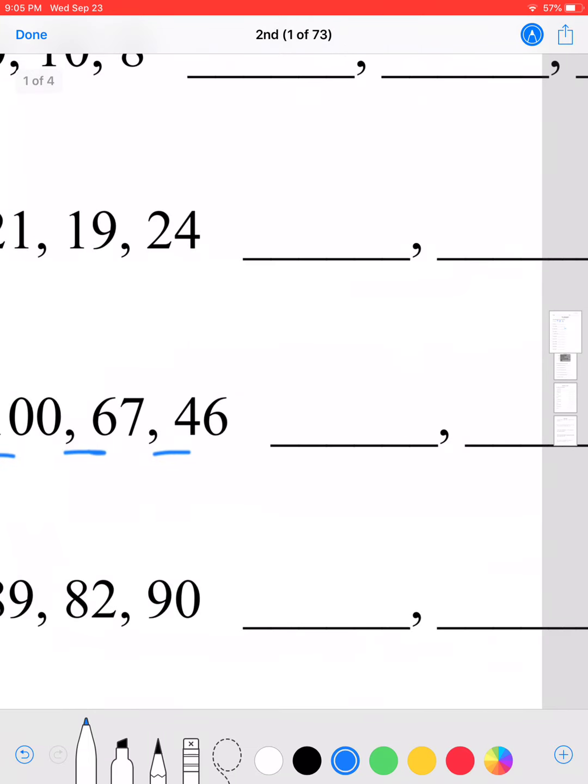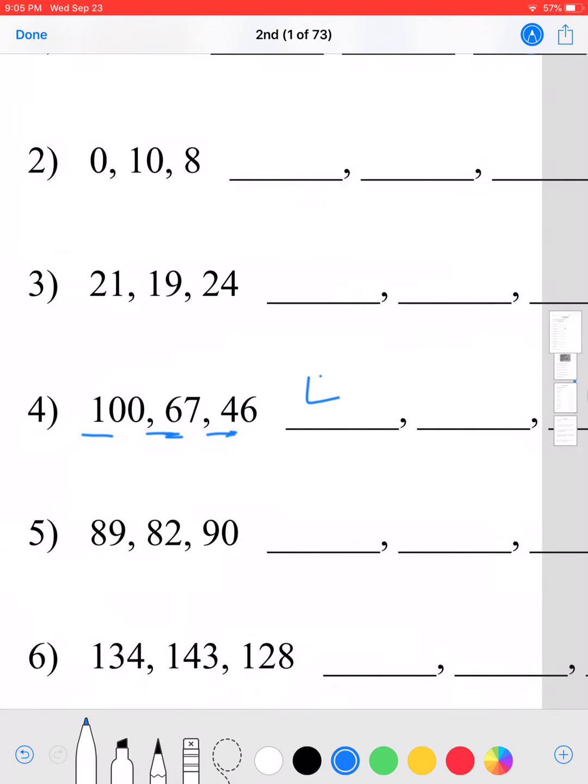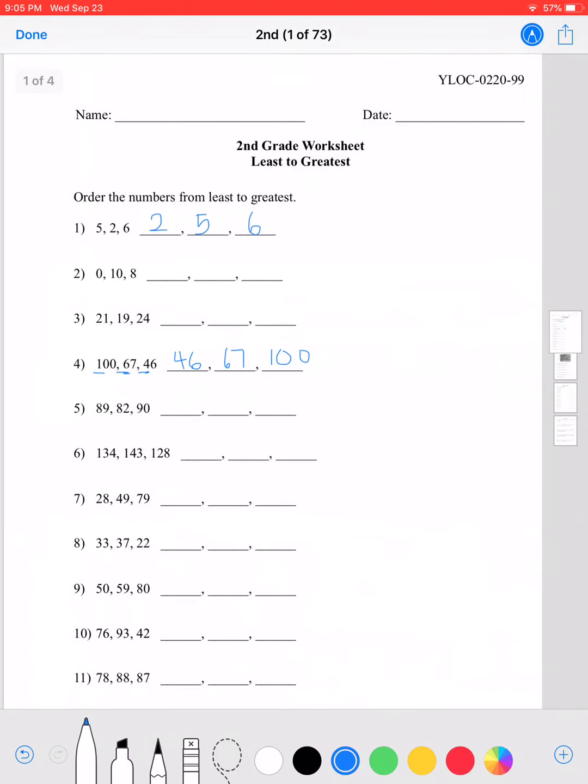And then if we look here, the next digits are 6 and 4. We know that 4 is smaller and 6 is bigger, so we'll write that in here. 46 is the smallest, and 67 is in the middle. So that is how you find least to greatest.